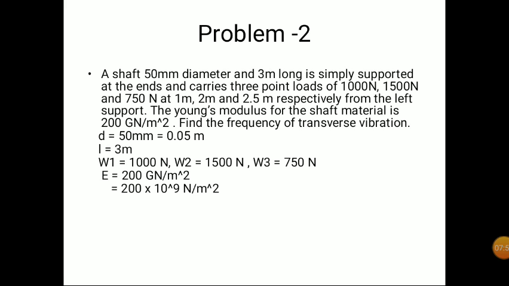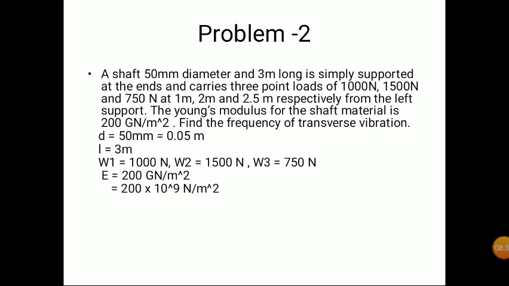A shaft 50 mm diameter and 3 meter long is simply supported at the ends and carries 3 point loads of 1000 Newton, 1500 Newton and 750 Newton at 1 meter, 2 meter and 2.5 meter respectively from the left support. The Young's modulus of the shaft material is 200 giganewton per meter square. Find the frequency of transverse vibration. So this is the question usually asked. This was one of the similar questions asked in your previous university exam, so just understand it carefully.